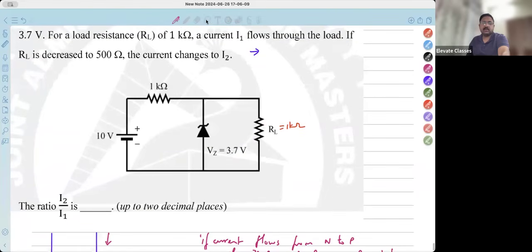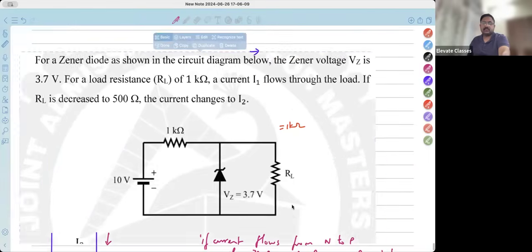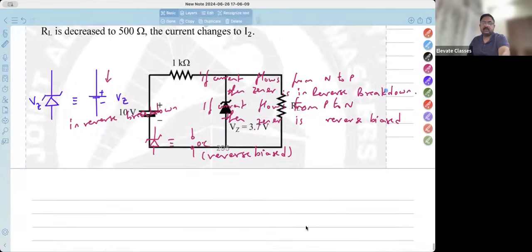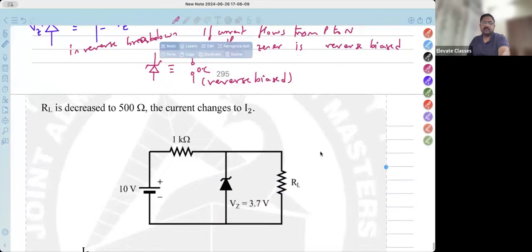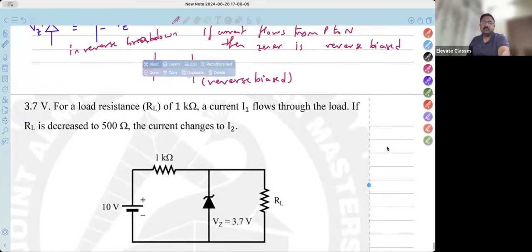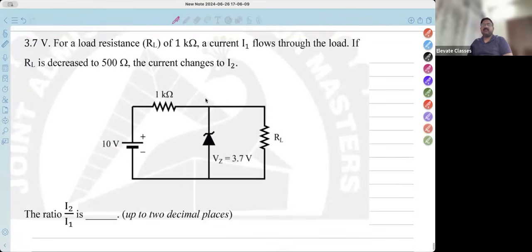Let me take this question down, one minute. All right, now let's solve it. For a load resistance of 1 kilo ohm, a current I1 flows, and if it is decreased to 500 ohms, find I2 upon I1. All right, let's start by solving.